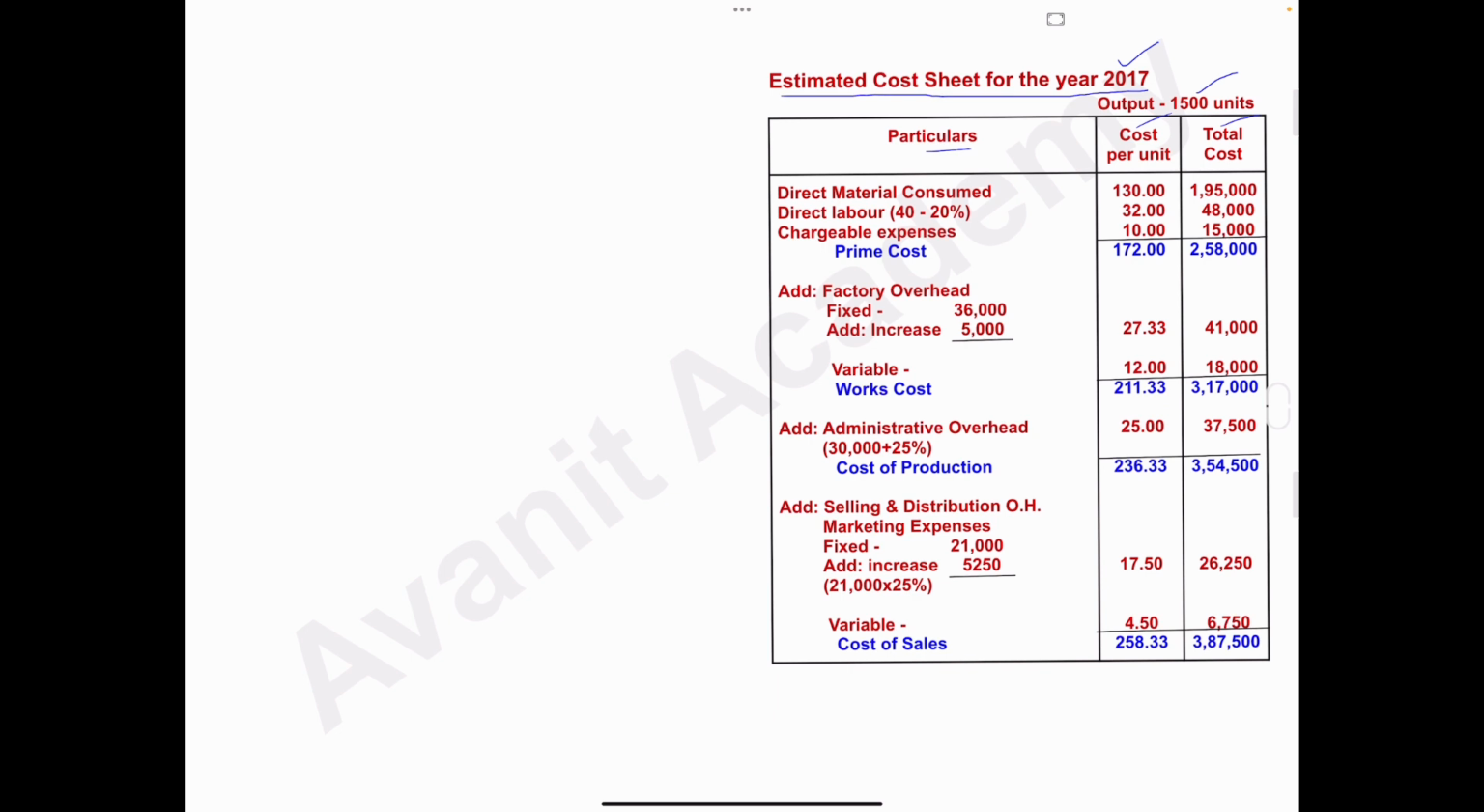In the previous cost sheet, what did we do? First we calculated total cost and cost per unit. In estimated cost sheet, first we have to take cost per unit and then total cost. So first item is information related to material. For 2017, opening stock and closing stock of raw material are not given. So refer to the previous cost sheet, and we have to take the direct material or raw material consumed during this period.